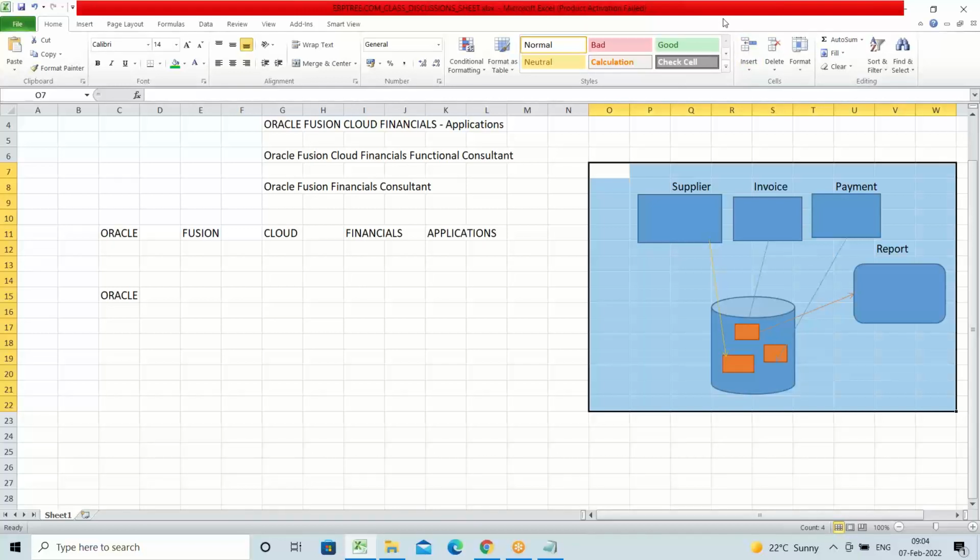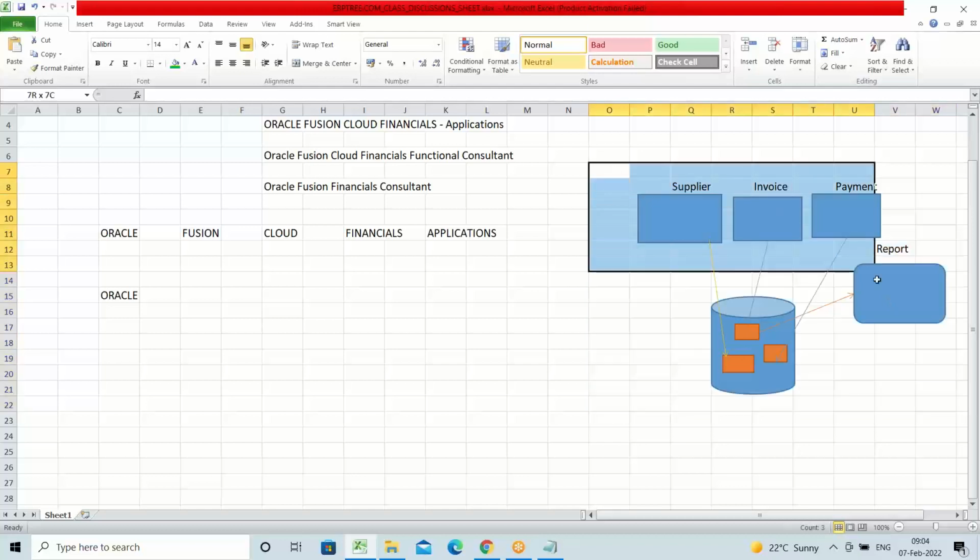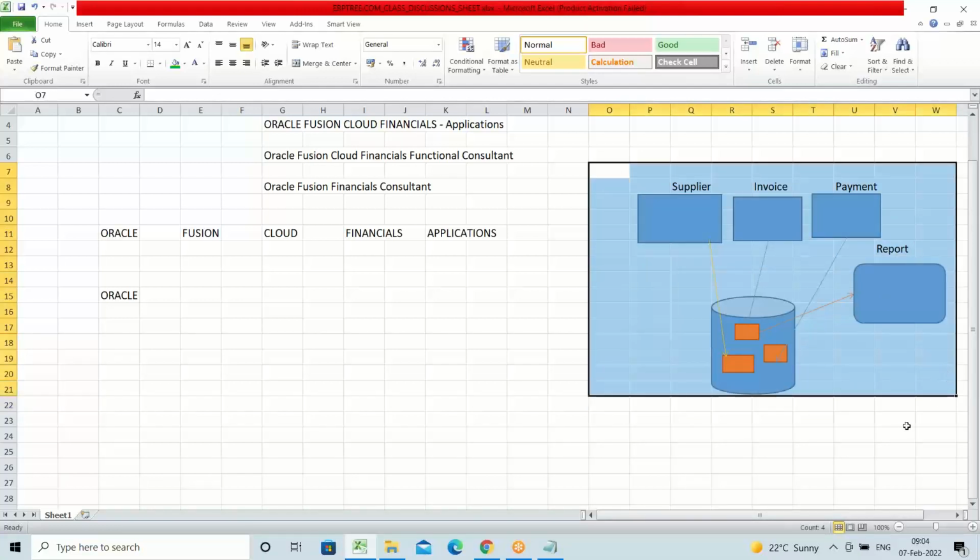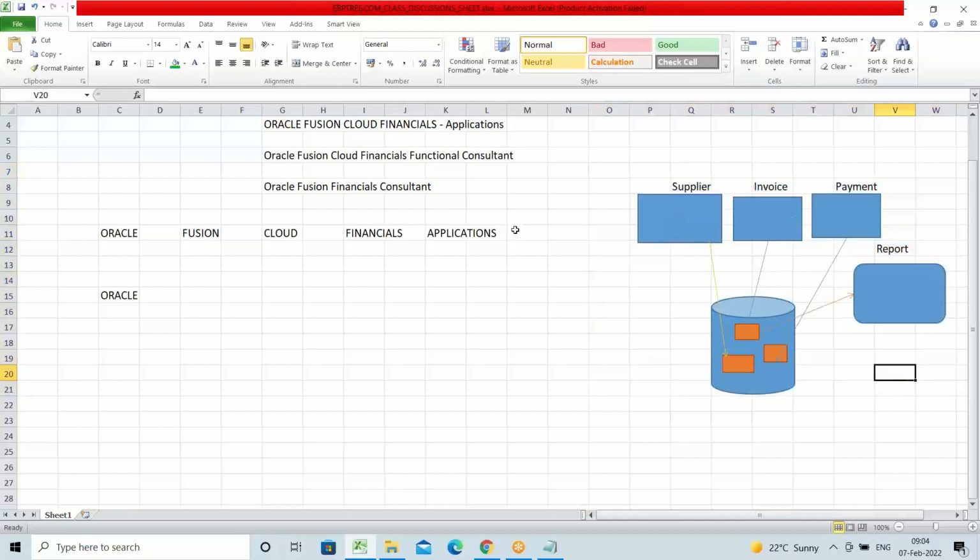Here, application means, from a system point of view, what we have to understand: there will be a database, there will be pages, and there will be reports. The collection of these pages, database, tables, connectivity, and reports, that's what we call payables, or receivables, or assets, or purchasing, or sales. This is how we'll have different applications. Any application contains a database, pages, and reports. That's the meaning of application. In financials, we'll have multiple applications. What are those? We will discuss soon.